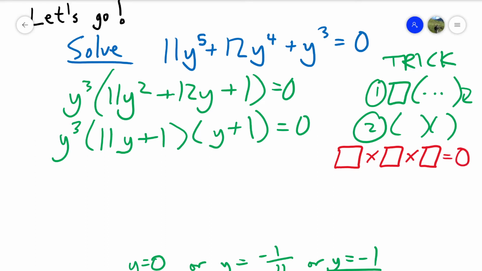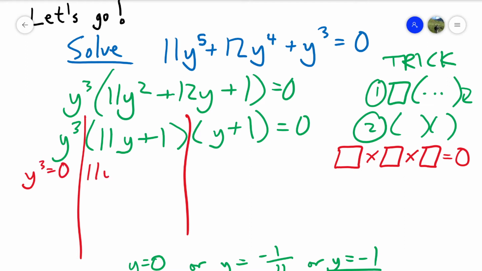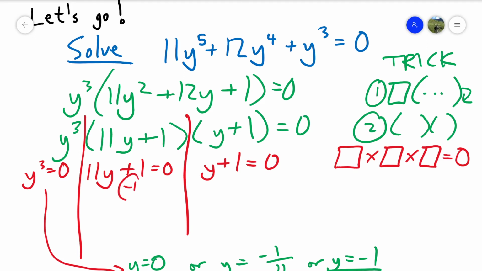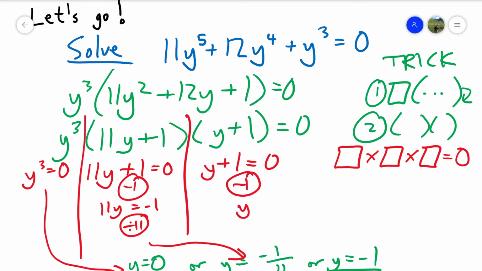We've got three things multiplied together that make 0, which means one of these three things has to be equal to 0. So either y cubed equals 0, 11y plus 1 equals 0, or y plus 1 equals 0. If y cubed equals 0, then basically y is 0. If 11y plus 1 equals 0, minus 1 from both sides gives us 11y equals minus 1. And then if we divide by 11, we've got that answer. And for this one, we minus 1, y equals minus 1. We've got that answer.